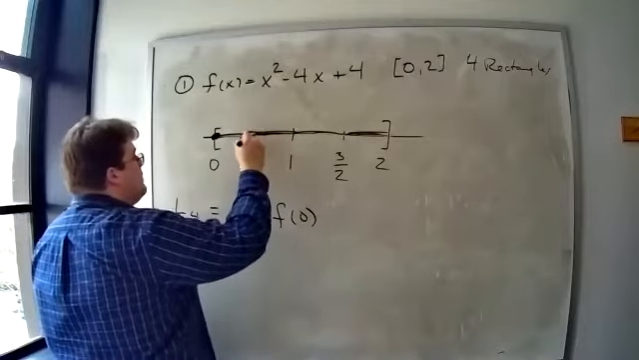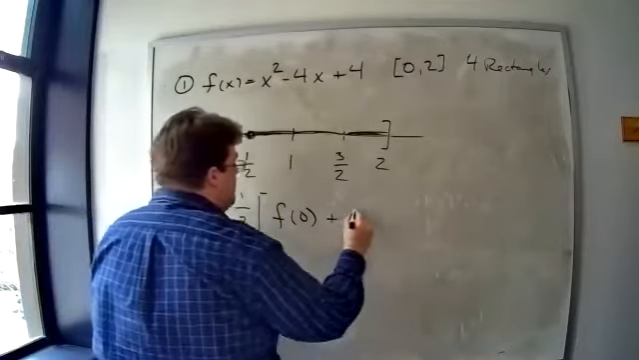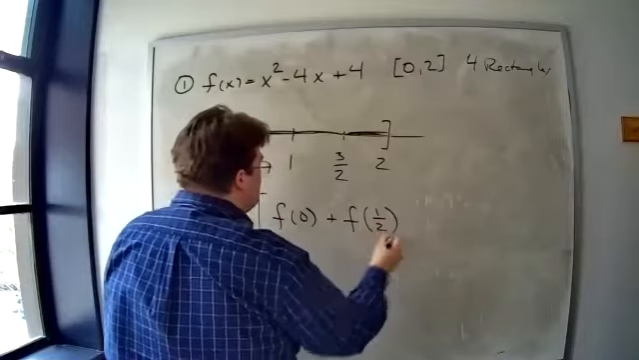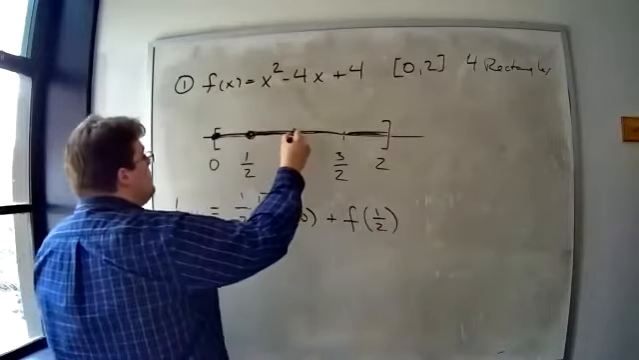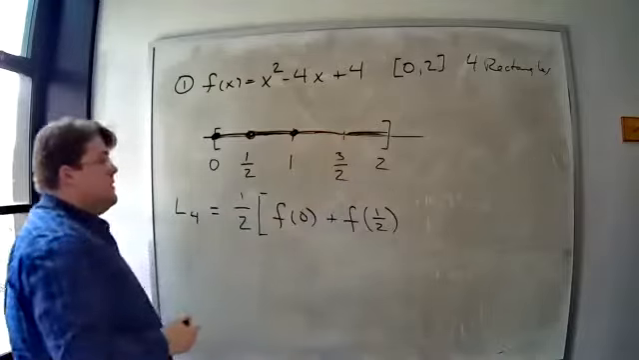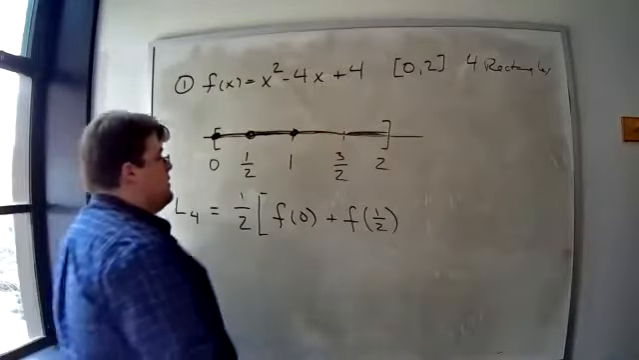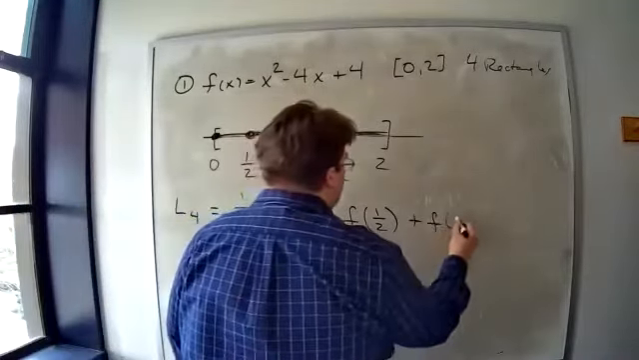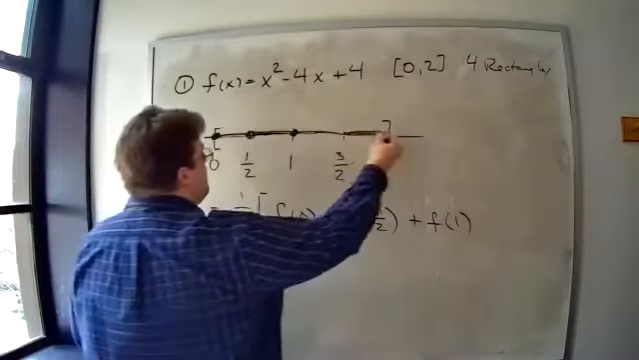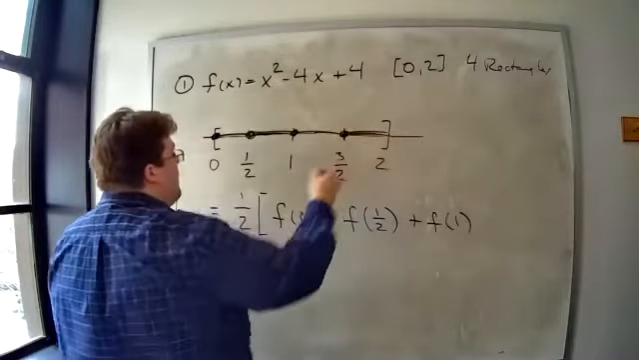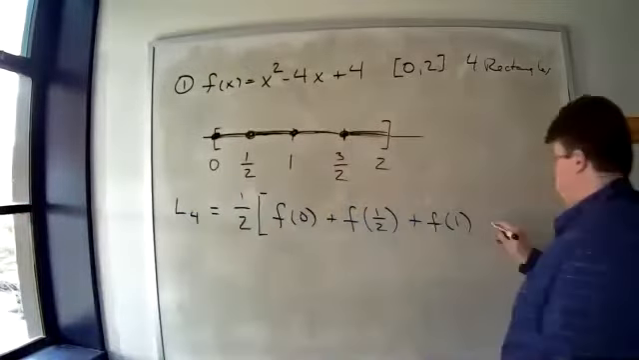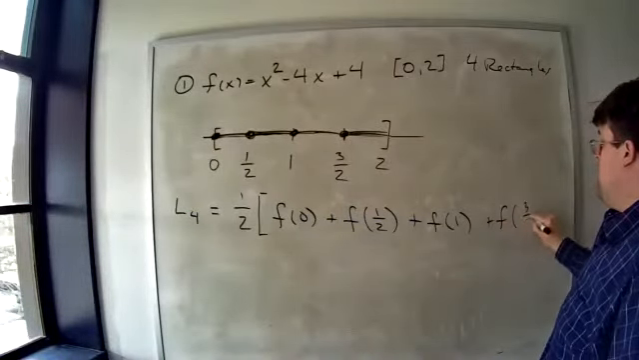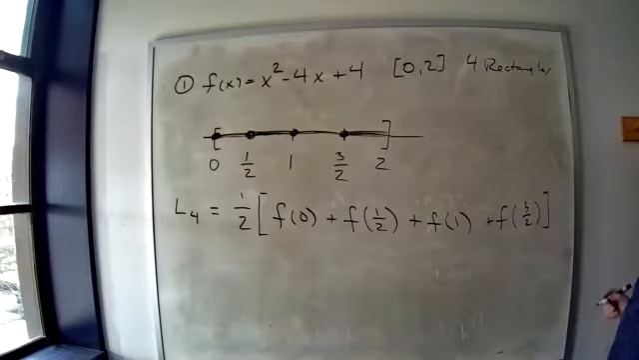So for 0 to 1/2, we choose the function evaluated at 0. For the next interval, the left endpoint is 1/2. The height of the rectangle will be given by the function evaluated there. And similarly, for the next interval, the left endpoint is 1. The height of the rectangle is determined by the function evaluated there. And on the fourth one, the left endpoint is 3 halves, and the height of the rectangle is given by the function evaluated at 3 halves. Any questions about setting this up so far for the one approximation?